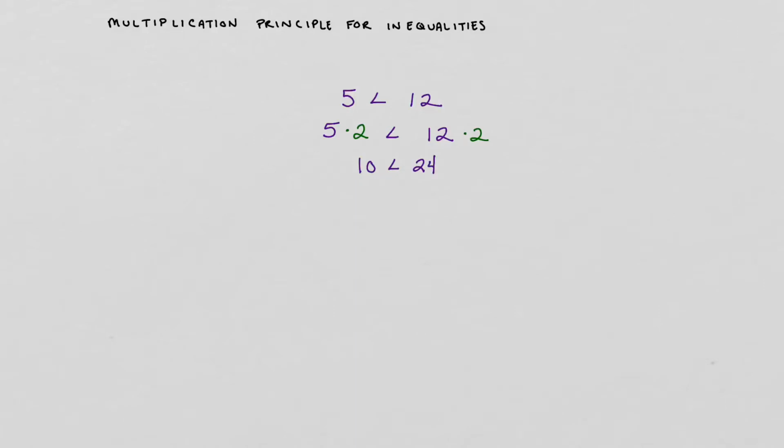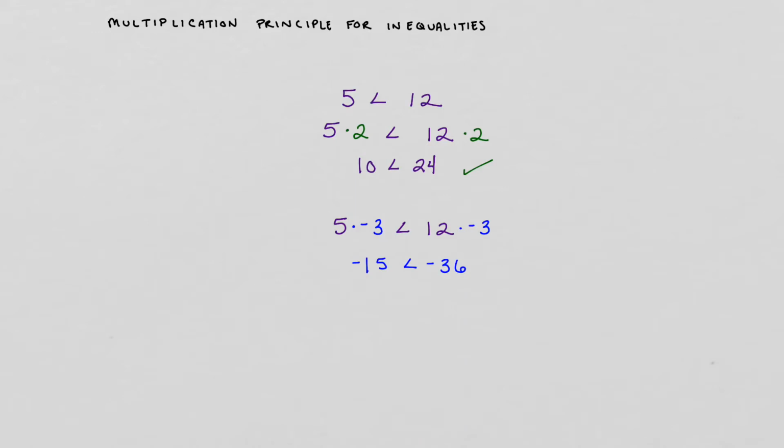And again, we want to make sure that we see that we're getting a true statement here. This does check out. 10 is in fact smaller than the number 24. But let's go ahead and this time multiply both sides by a negative number instead. So let's say that we multiply both sides by negative 3. By doing this, we get negative 15 is less than negative 36.